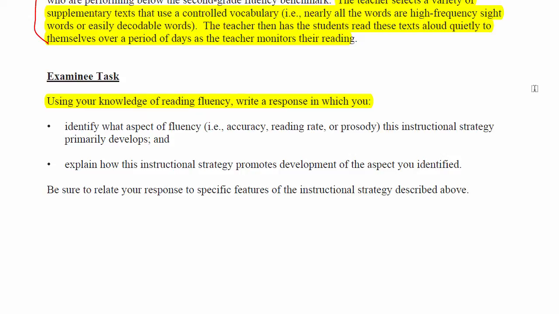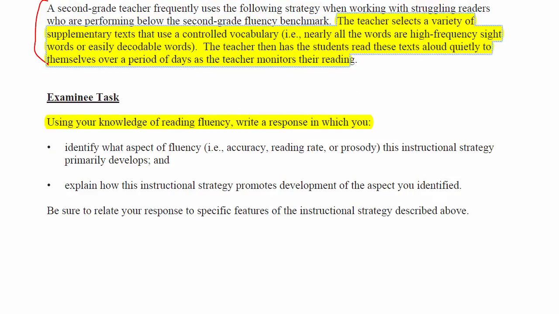It asks you maybe to justify what this teacher is doing, or maybe explain a procedure. Maybe it's a procedural essay or a justification essay, one of the two. And here they told you what the teacher is going to do. This is all telling you what this teacher is going to do, and now your job is to explain and justify why the teacher would do it.